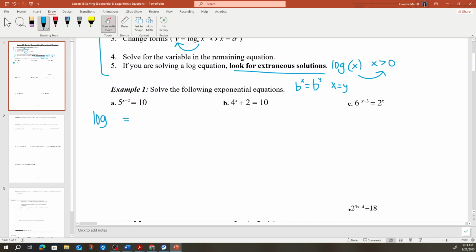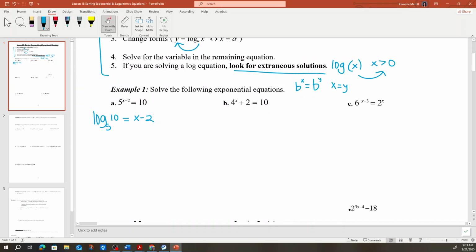It's stuck. It's already isolated, right? So let's already put it into a log now. Log base 5, my base is a 5, of 10 equals x minus 2. Good. And then just double check: 5 raised to x minus 2 is equal to 10.